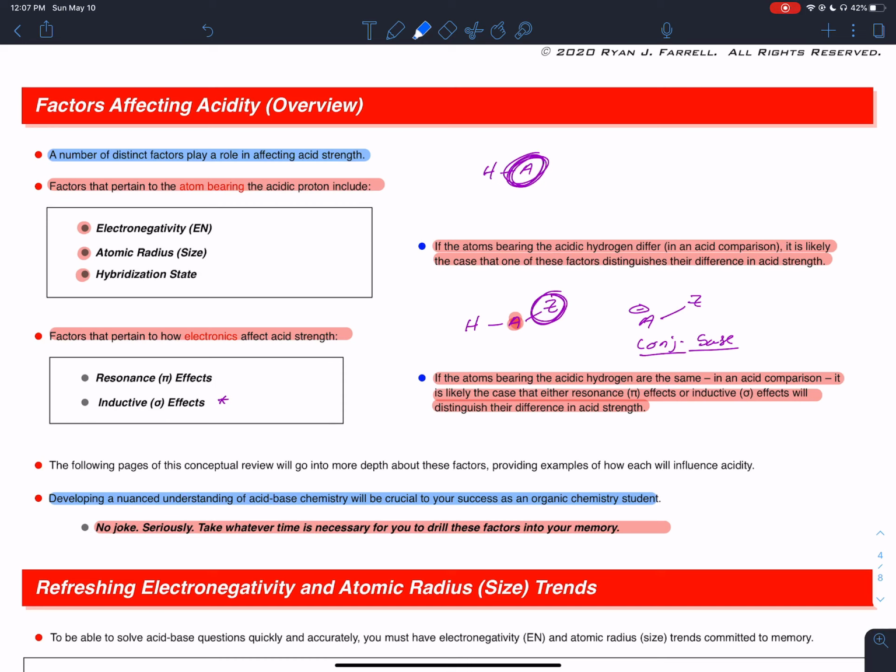Now, later we'll be learning lots of reactions, not just acid-base reactions, other reactions. But at times there are steps in those reactions that are acid-base chemistry steps, or we could say proton transfer steps. And to be able to understand the dynamics of these reactions, you need to have acid-base chemistry down and be able to consider the factors that affect acidity. Hang tight. We're about to get into that.